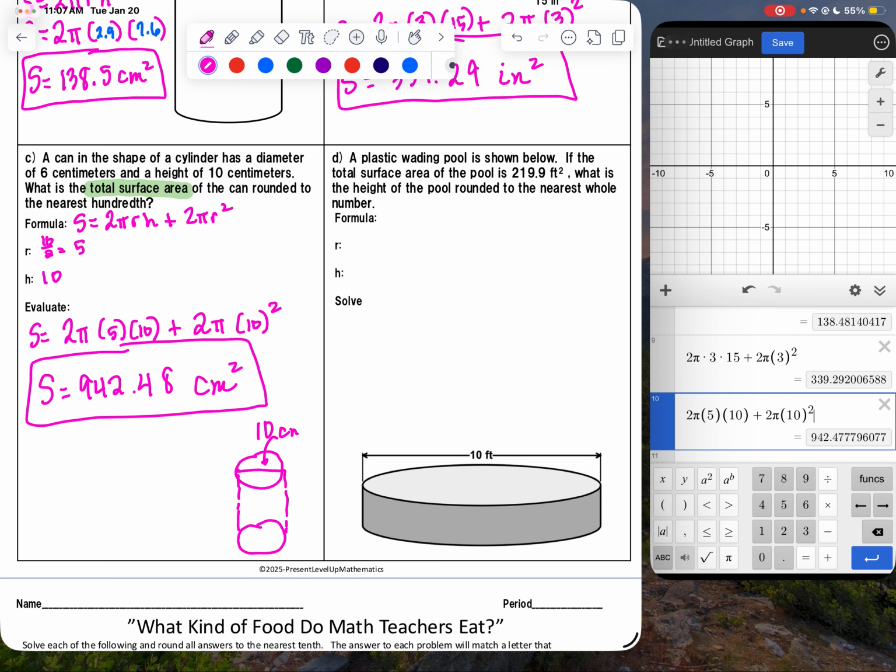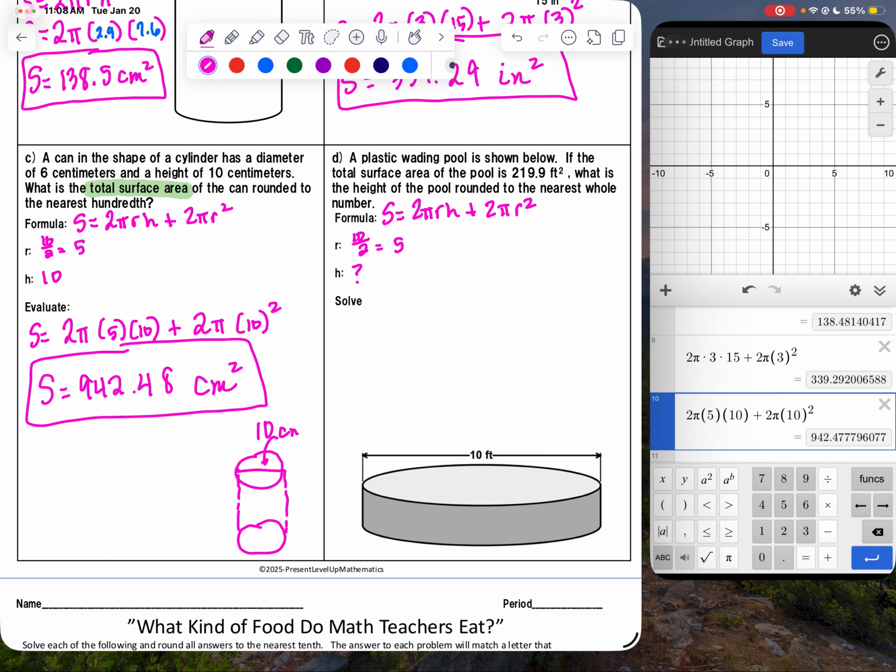All right. In our last example, it says a plastic wading pool is shown below. What is the total surface area of the, oh, I'm sorry. It says if the total surface area of the pool is 219.9 square feet, what is the height of the pool rounded to the nearest whole number? So our formula here for total surface area is S equals 2 pi r h plus 2 pi r squared. So our radius is 10 divided by 2, or 5 units, and we do not know the height.